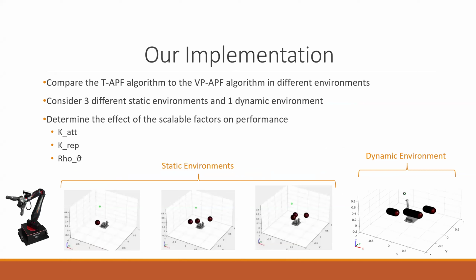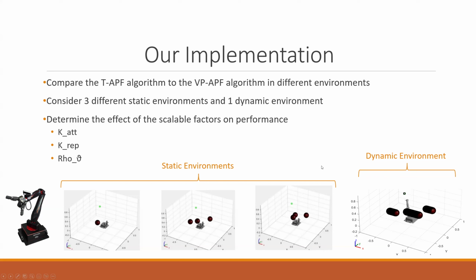So for our implementation section, we compare the traditional APF algorithm to the velocity profile algorithm on a 4-degree of freedom quantum arm robot, which is seen here on the left, instead of the dual arm 6-degree of freedom robot that is presented in the paper. We considered 3 different static environments and 1 dynamic environment to simulate the algorithms on.